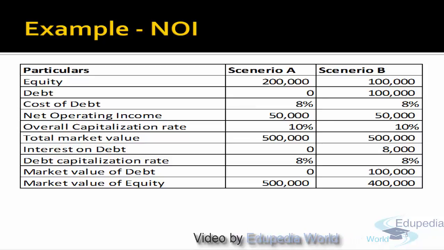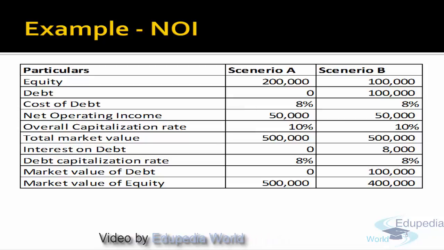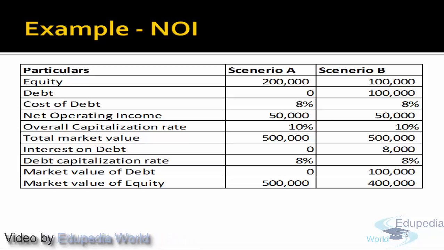So let's take two companies that have an investment of rupees 2 lakh and a net operating income of 50,000. So we are considering two scenarios. In the first scenario, there is no debt, and in the second, there is an equal level of debt and equity of rupees 1 lakh each. So let's suppose that the company finds the overall cost of capital to be 10% and the cost of debt is 8%.